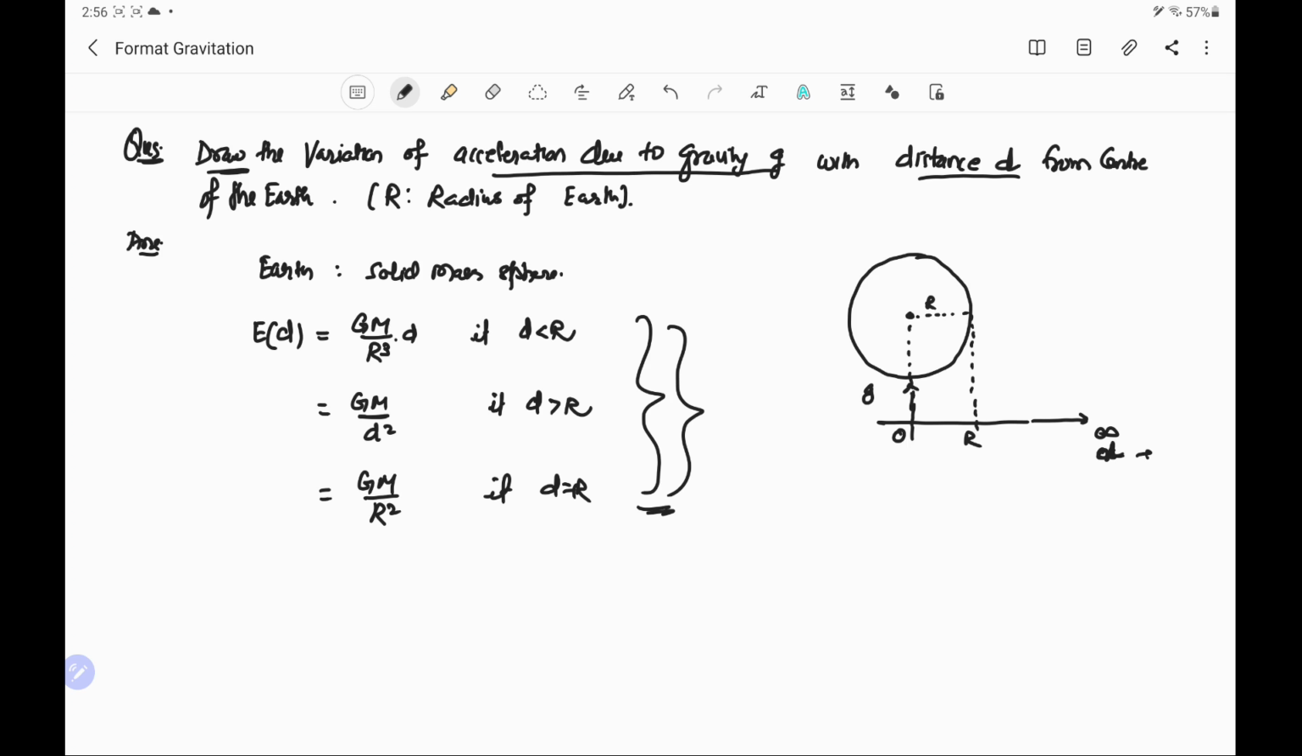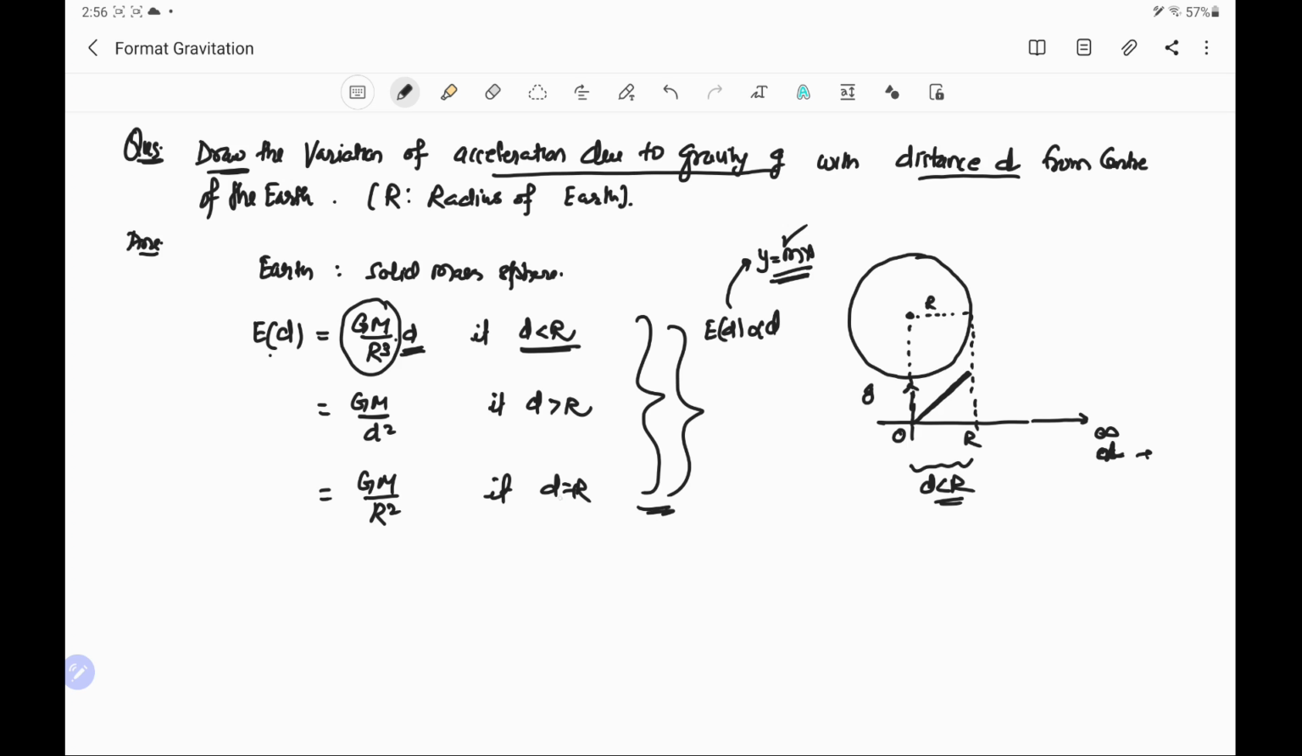We will derive this relation in the gravitational field topic. From this relation we can find that for d less than R, this term is a constant, and the only variable term is d, so E(d) is proportional to d. It is similar to the y = mx relation. So it is a straight line which passes through the origin and has a slope m. We can draw this line in this way. This is the graph for the region when d is less than R. It is a straight inclined line where the slope is GM/R³.